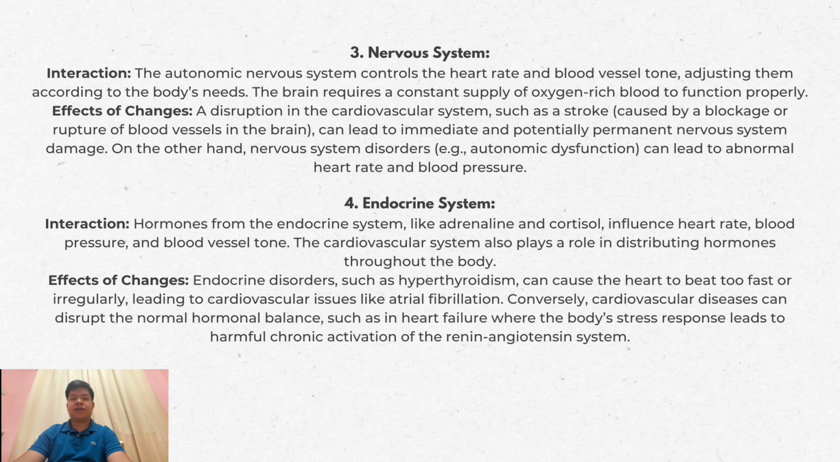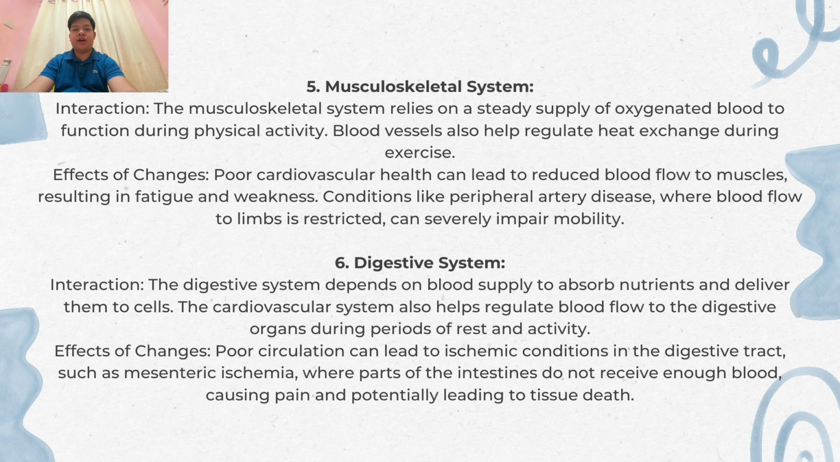Conversely, cardiovascular disease can disrupt the normal hormonal balance, such as in heart failure, where the body's stress response leads to harmful chronic activation of the renin-angiotensin system. Then number 5, the musculoskeletal system interaction.